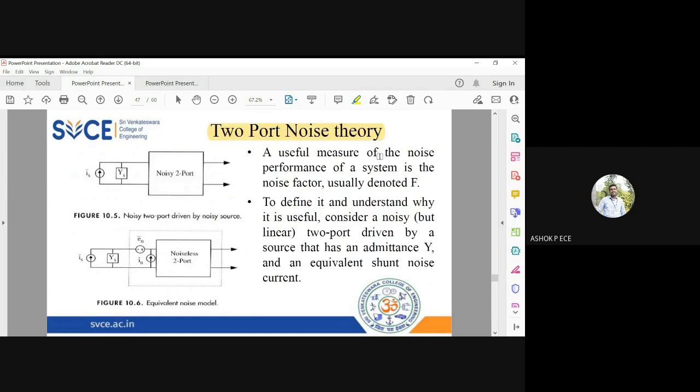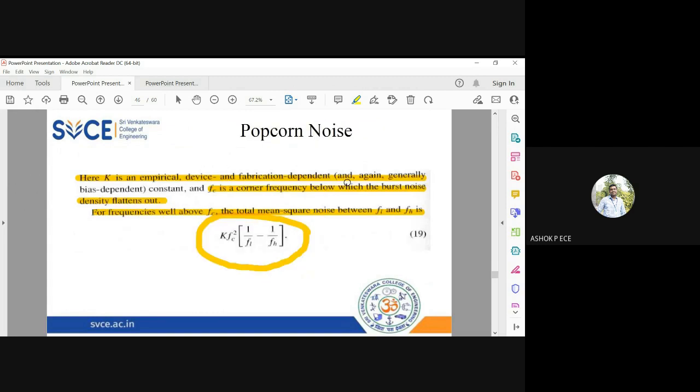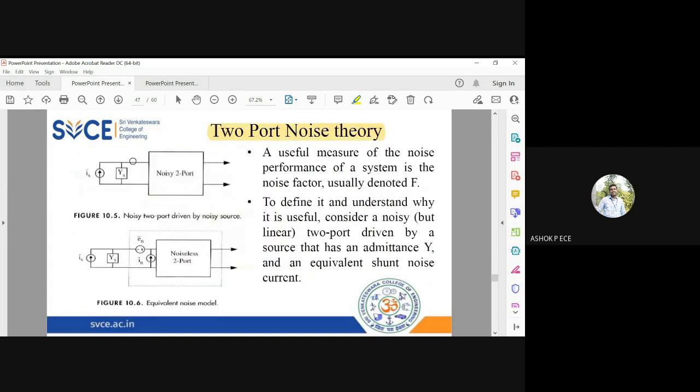Continue with the noise theory and how to measure noise in a two-port device. So a two-port device is a device which has one input port exclusively and one output port for taking out the output. So we are very much concerned about how to measure noise in a two-port network.